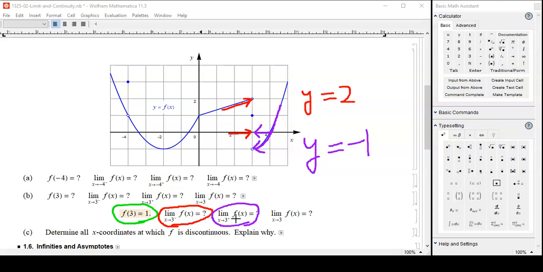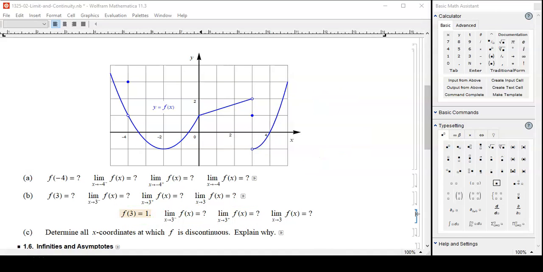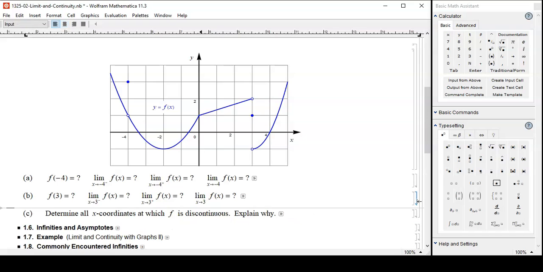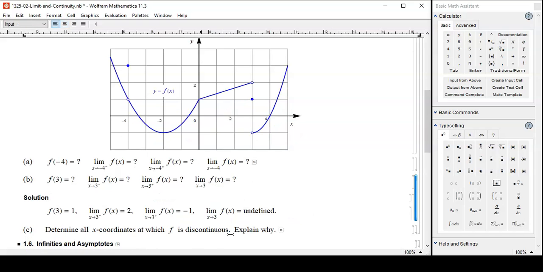2, -1, they're different. So this limit value does not exist. In order to have continuity, they all have to exist and they all have to be the same, but these two are different. That one is still different. This one is not even defined. So we don't have continuity, we just have something messy. We have a jump. We have a discontinuity. And that's discussed here.